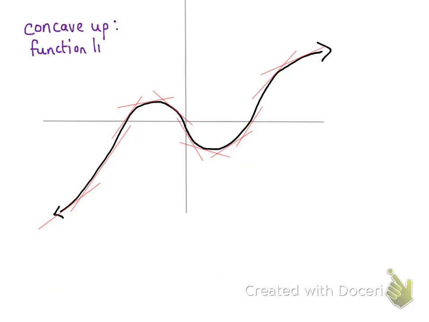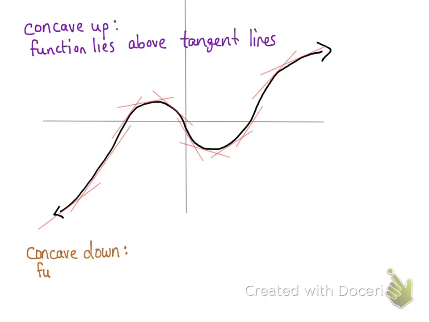We have names for these two properties. We call the function concave up when it is lying above the tangent lines, and we call the function concave down when it is lying below the tangent lines.